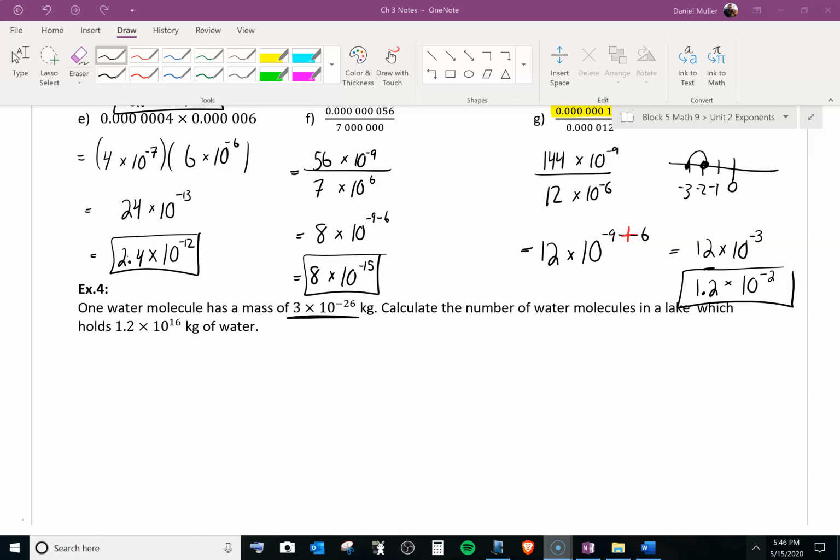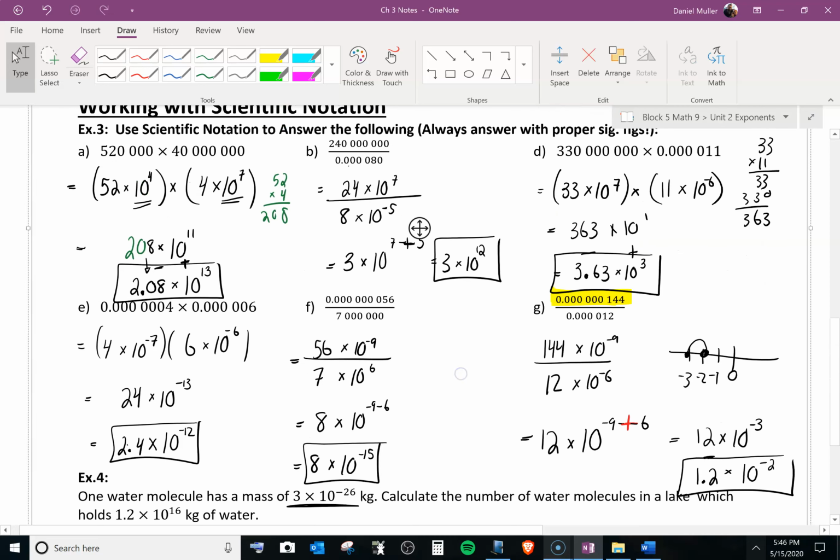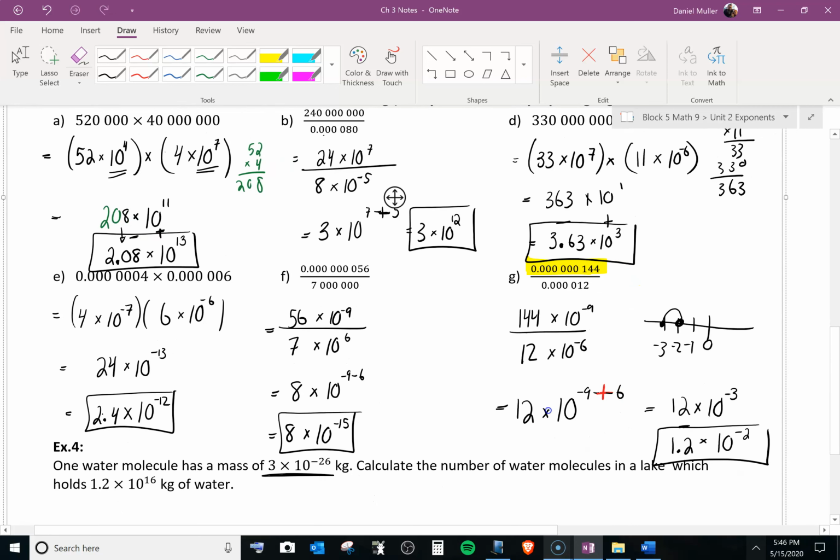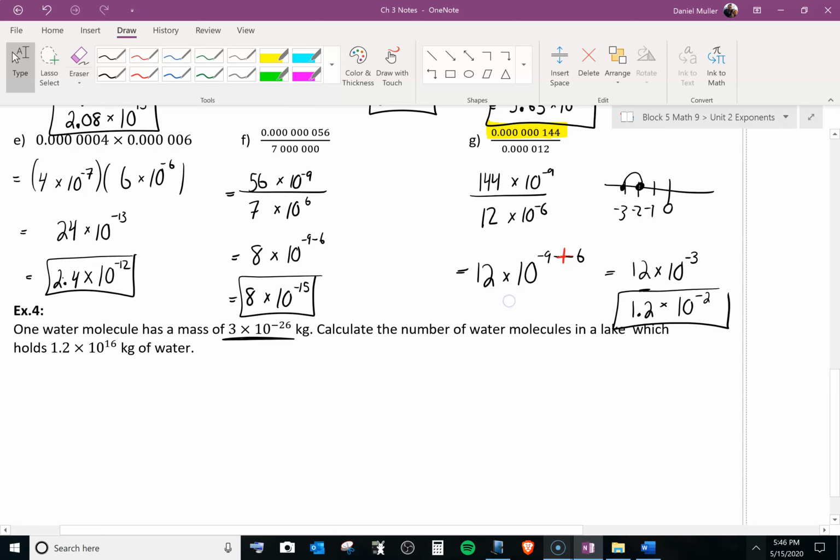All right, this is the last question here. If you notice, the previous ones are all multiply and divide with scientific notation, and so that's all that's happening here. That's the only thing we've learned: to multiply and divide with scientific notation. And we have, what do we have here?